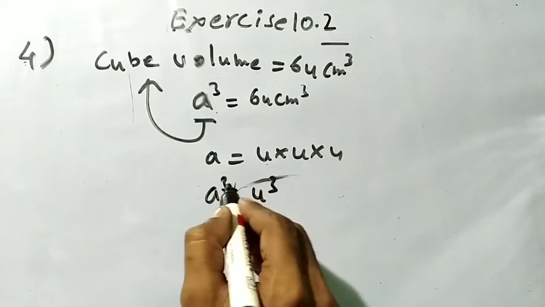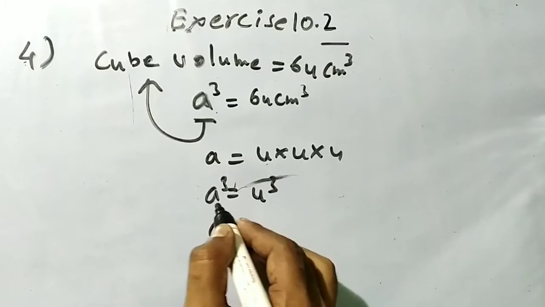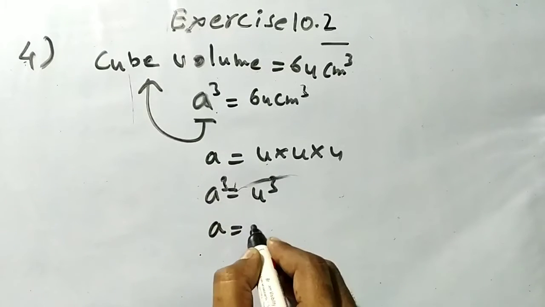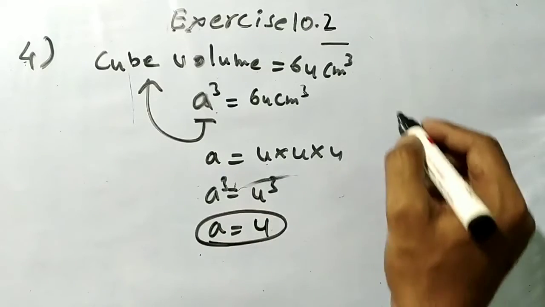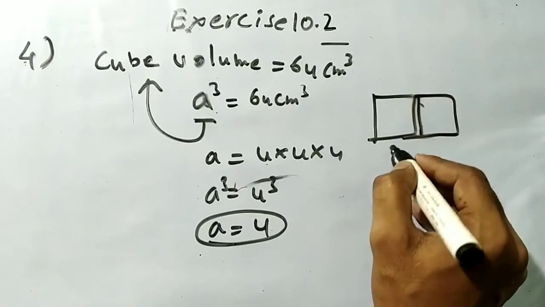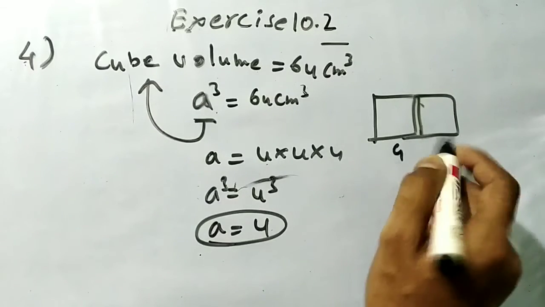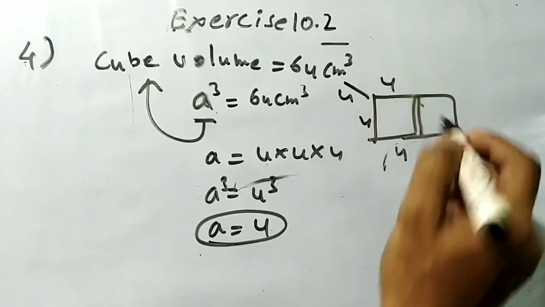The powers are same, so A is equal to 4. We got A is equal to 4 value. So here that is 1 cube and 2 cube. In the cube all sides are equal. That is here the 4. This is a 4 and this is a 4. Here also 4. So all sides are 4.